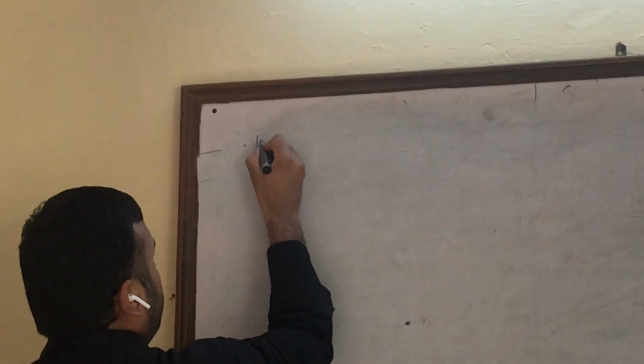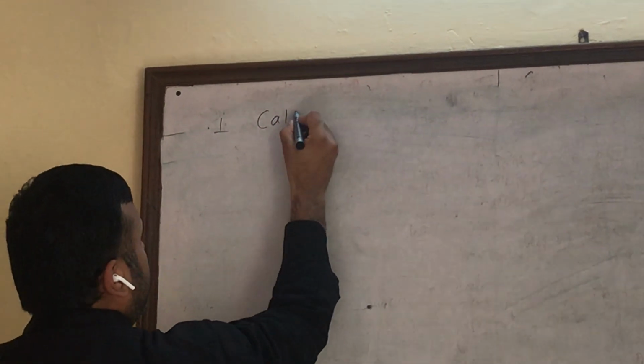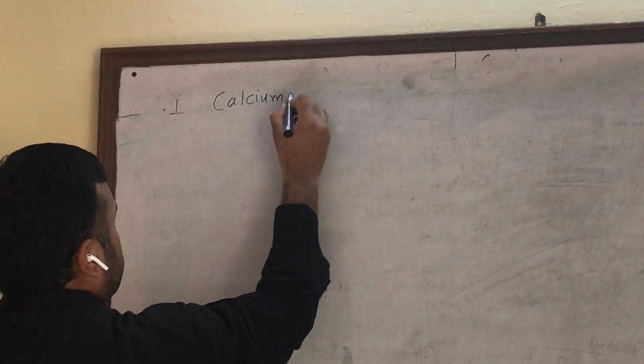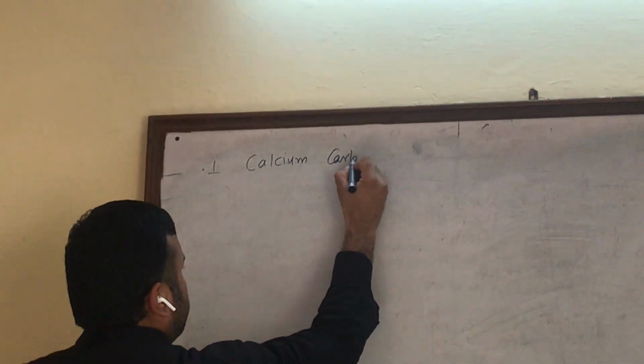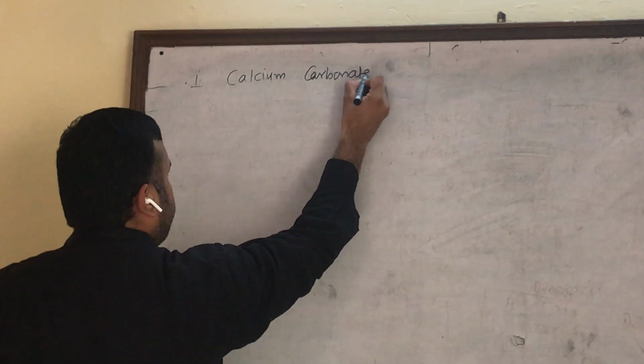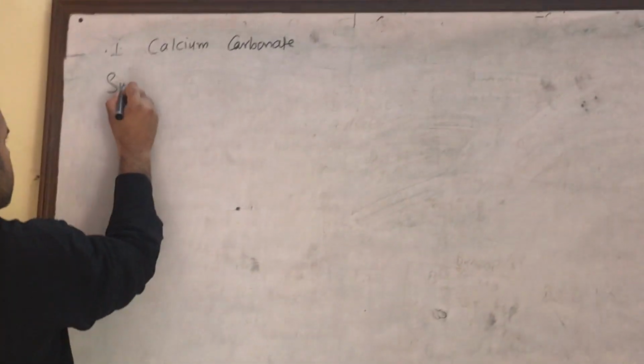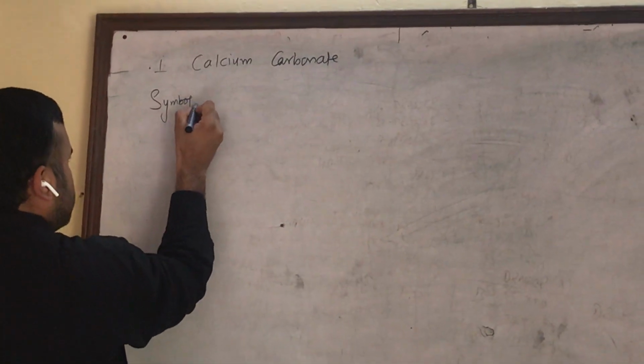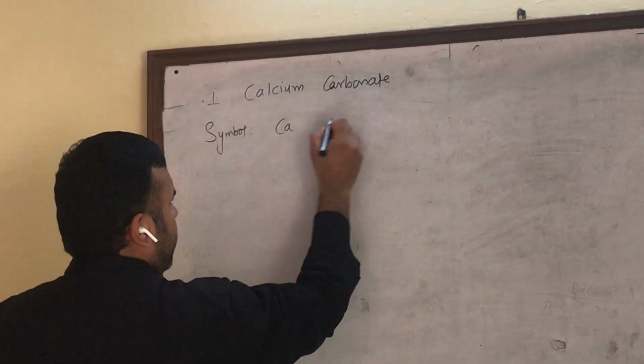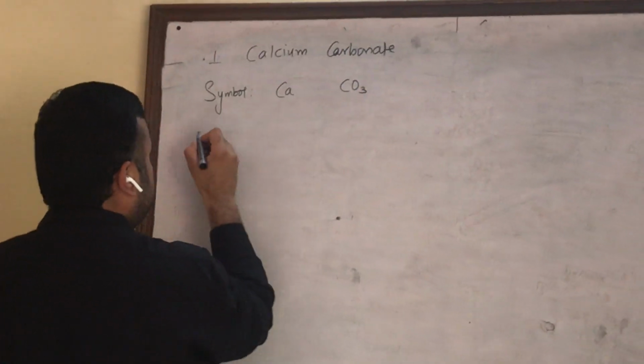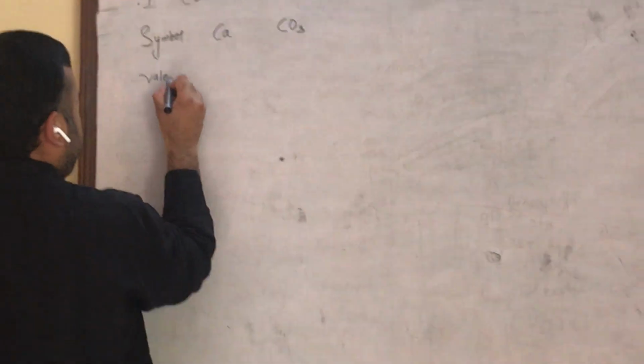Calcium carbonate, I told you. There are two names in chemistry. One is the common name, another is the chemical name, calcium carbonate or marble. First of all, you should know the symbol for it. What is the symbol of calcium? Ca. Carbonate is CO3. Now you should know the valency of this.